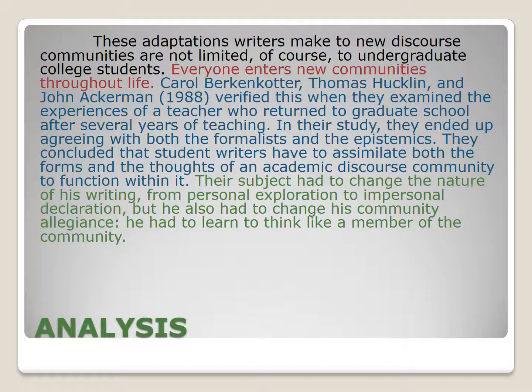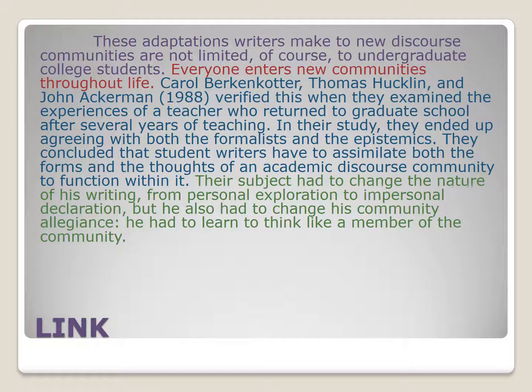But so what? What's their point? Well, the point is this. Their subject had to change the nature of his writing from personal exploration to impersonal declaration. But he had to change his community allegiance. He had to learn to think like a member of the community. That's the takeaway. That's the so what. That's what I want you to do with this when you read it.